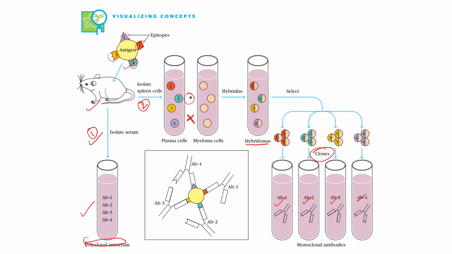So either it can produce the polyclonal serum, which will contain all four antibodies, or we can produce the monoclonal antibodies by fusing the B cells with the myeloma cells and forming a hybridoma. Then it will produce the four different types of antibodies.